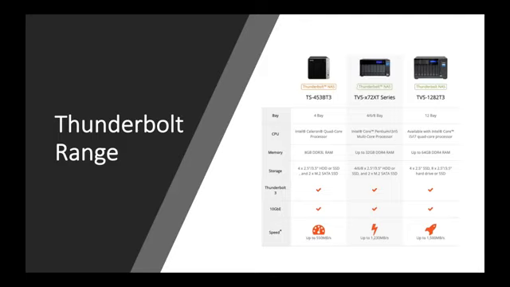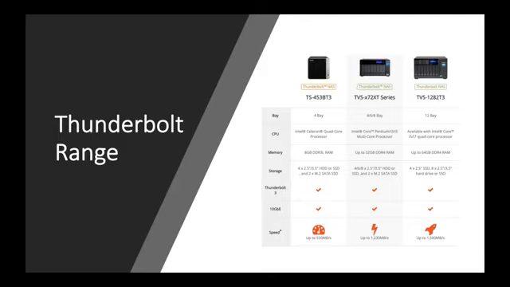Then we have our 72XT range, which are our most popular units now in terms of numbers sold. They come as a 4, 6 or 8 bay, and the internal specs change according to the number of bays. So the 8 bay is the top spec with the i5 and 16 gig of RAM, and the 6 bay has an i3, etc. as you go down.